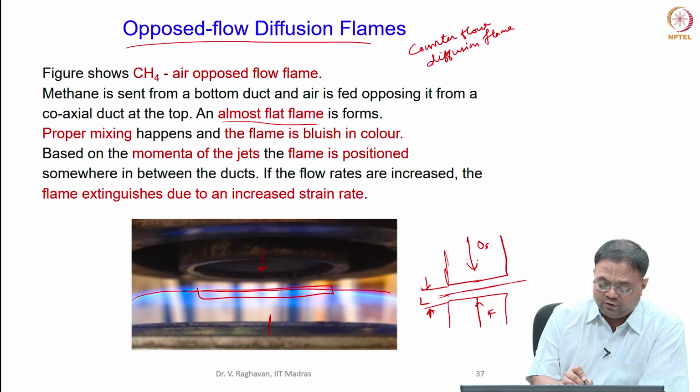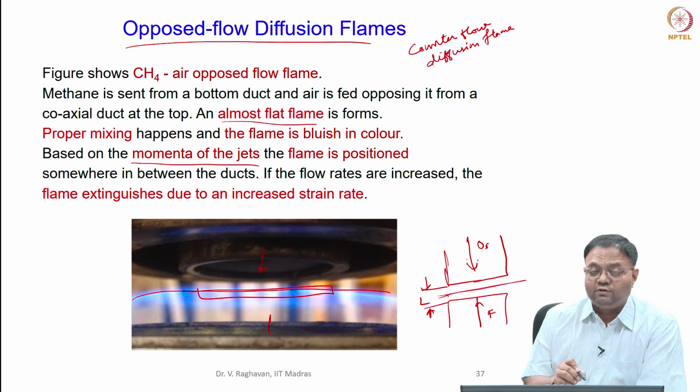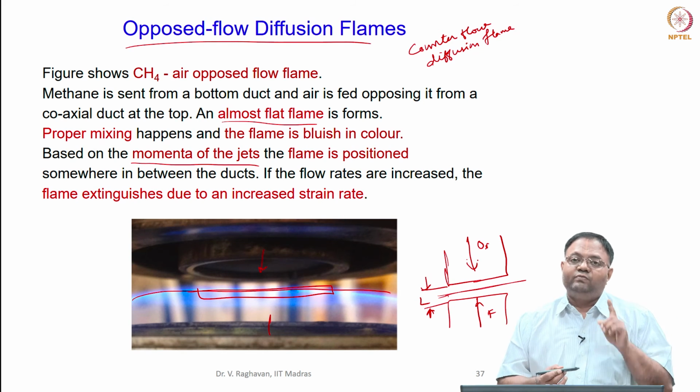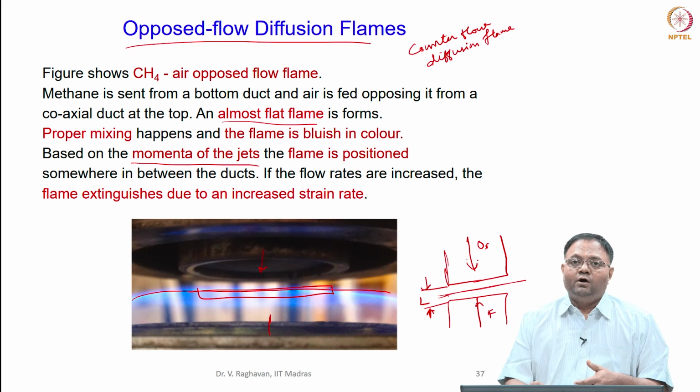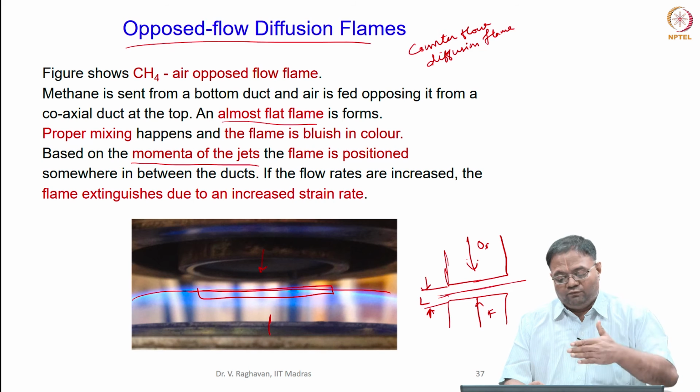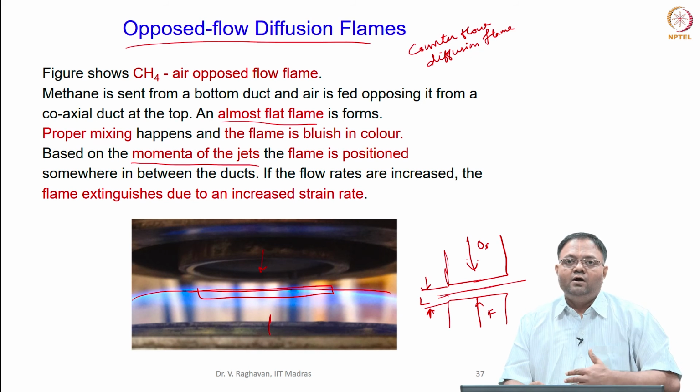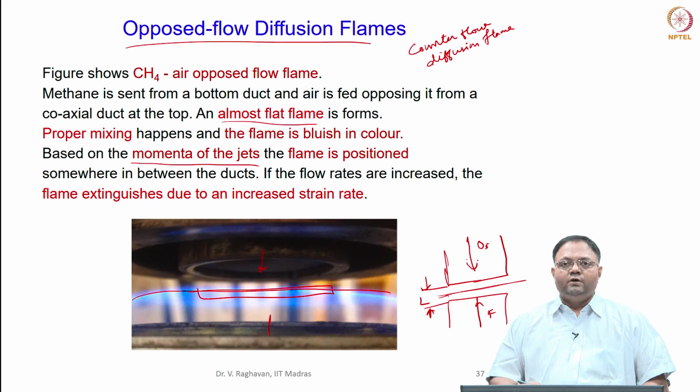Okay. So based upon the momentum of the fuel and oxidizer jets, we can position the flame anywhere. If we increase the fuel flow rate, then the flame will go towards the oxidizer side, and on the other hand, if you increase the oxidizer flow rate, then the flame will come towards the fuel and so on.